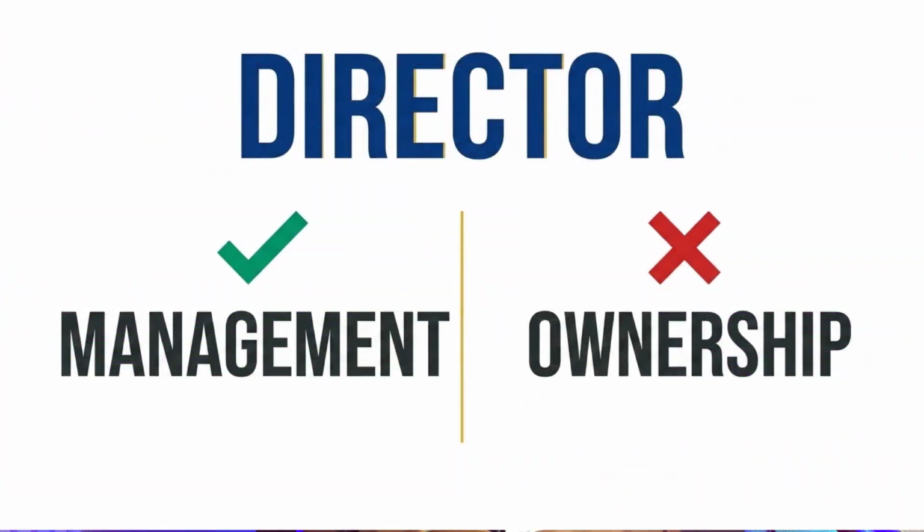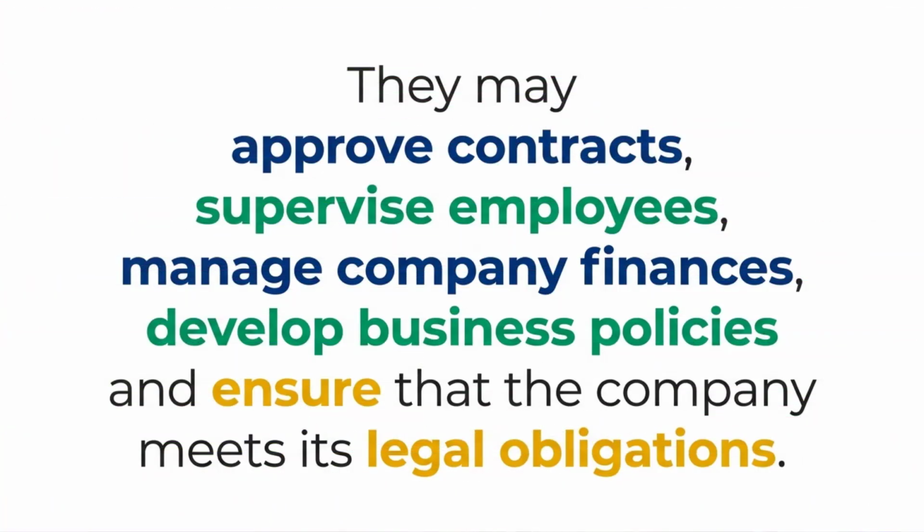If the shareholders are the owners of the vehicle, for instance, the directors are the people sitting behind the steering wheel, okay? Now, directors decide how the company will operate, subject to the company's articles and decisions properly reserved for shareholders. They may approve contracts, supervise employees, manage the company's finances, develop business policies, and ensure that the company meets its legal obligations. A small company may have only one director. Other companies generally require at least two directors.